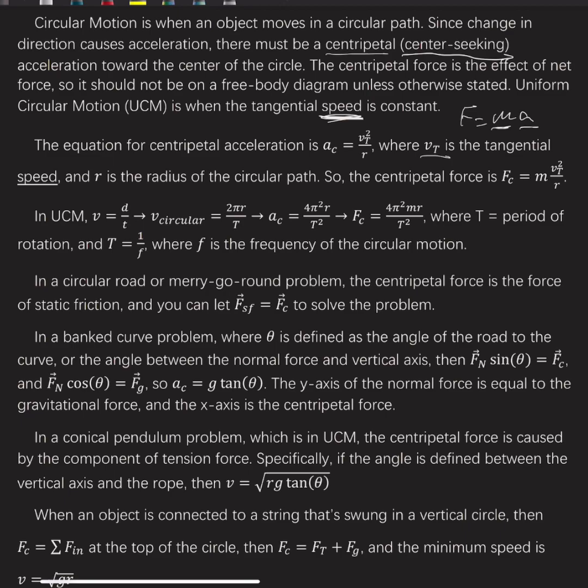In UCM, velocity is equal to distance over time, which for the circular path is 2 pi r over t. 2 pi r represents the circumference of the circle, and t is the period, the time it takes for one full revolution. We can substitute v back into a_c. We get 4 pi squared r over t squared, where we can say that the centripetal force is 4 pi squared m r over t squared.